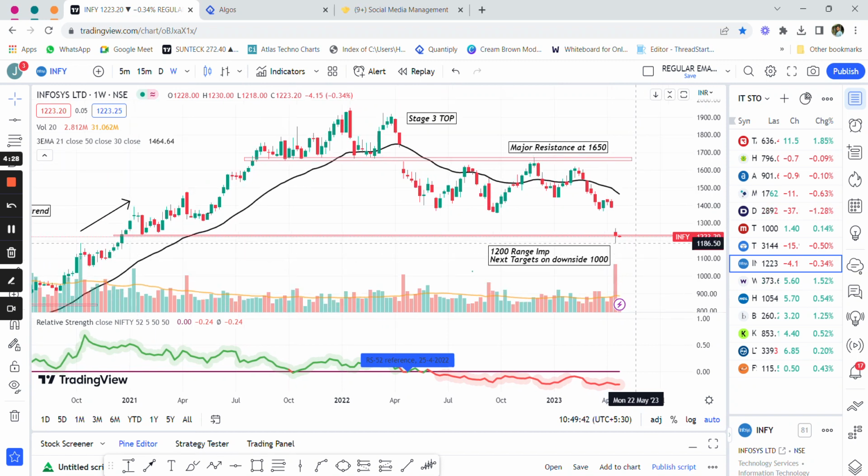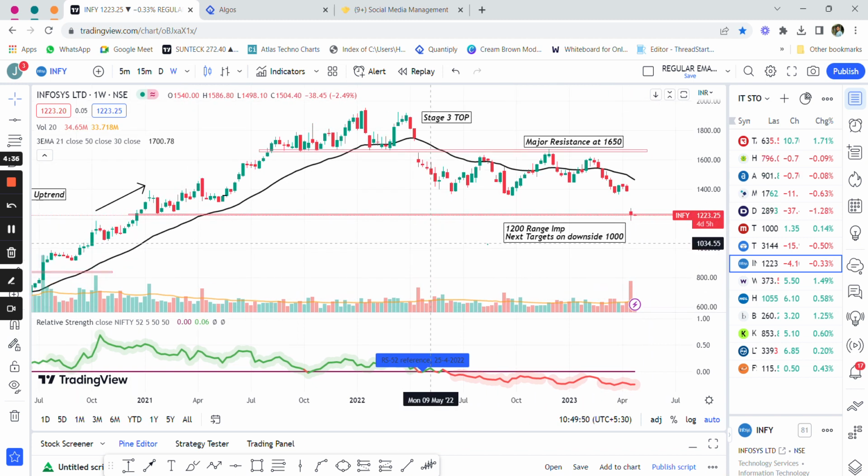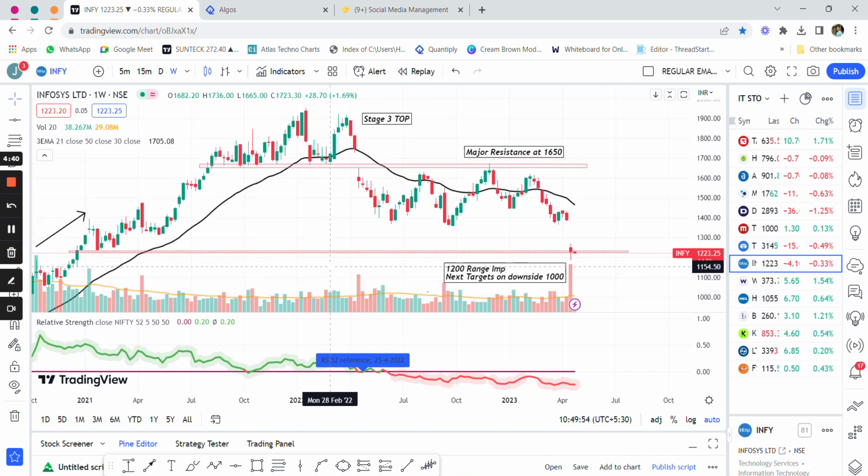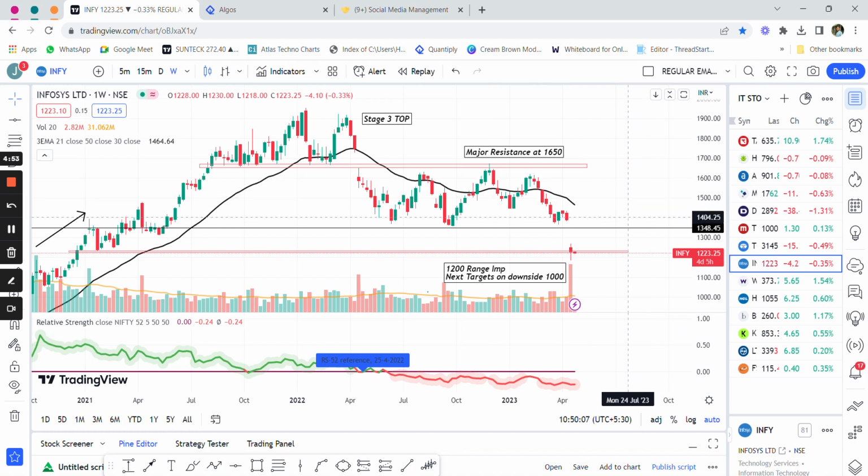Infosys has broken down a very important support of around 1368 rupees. Now it is trading at 1229 rupees, and the next targets I see on the downside are at around 1000 rupees and 842 rupees. So the stock can definitely fall from here. And as you can clearly see, the major resistance on this particular chart was 1650 rupees. Any kind of rise till here would be used as a shorting opportunity.